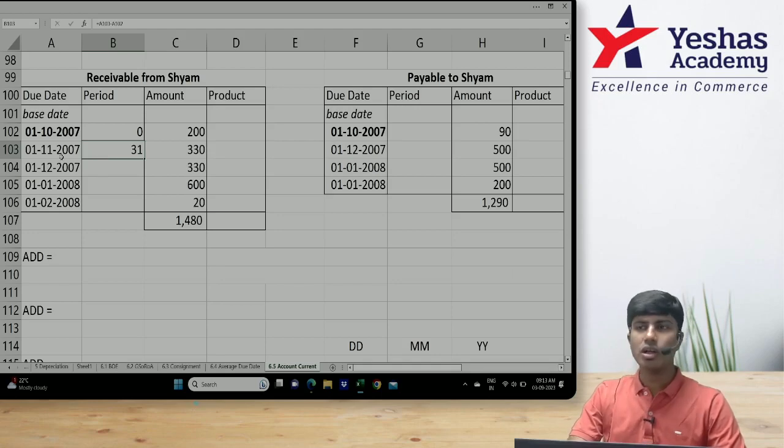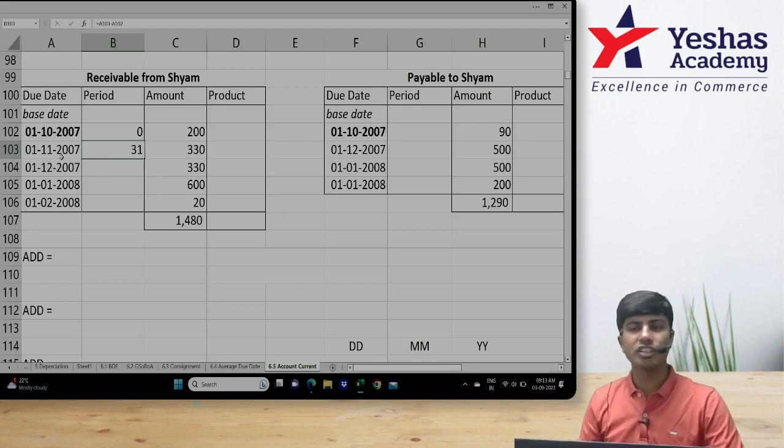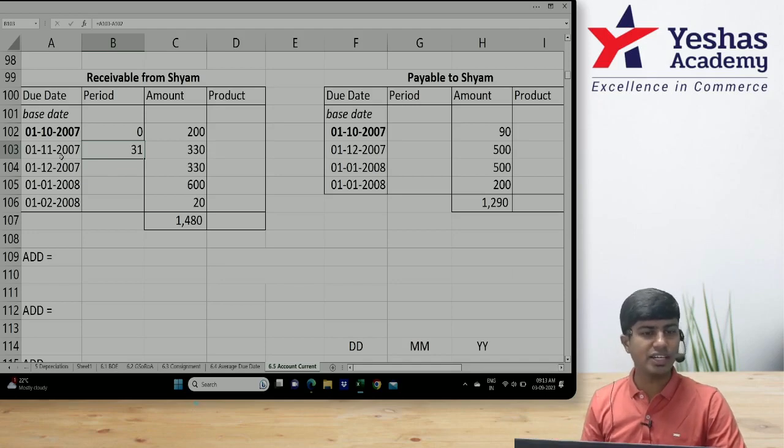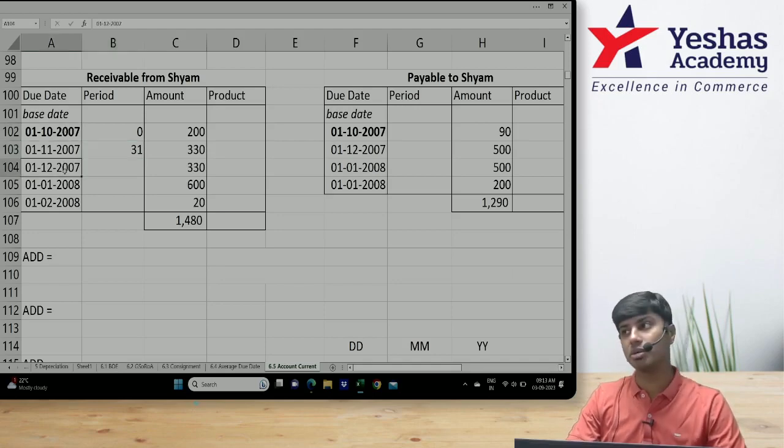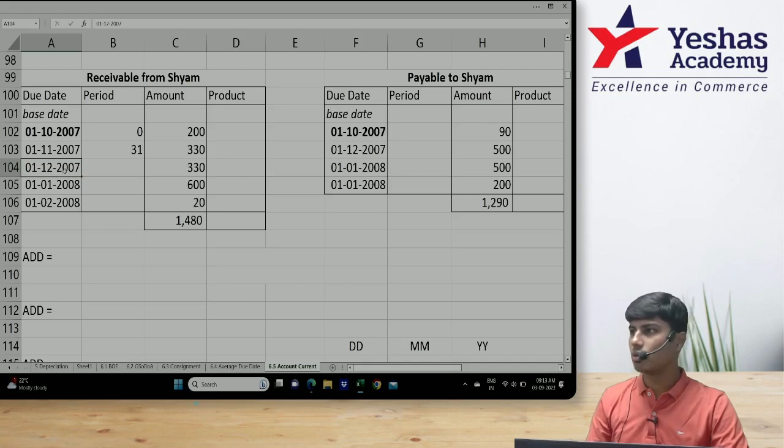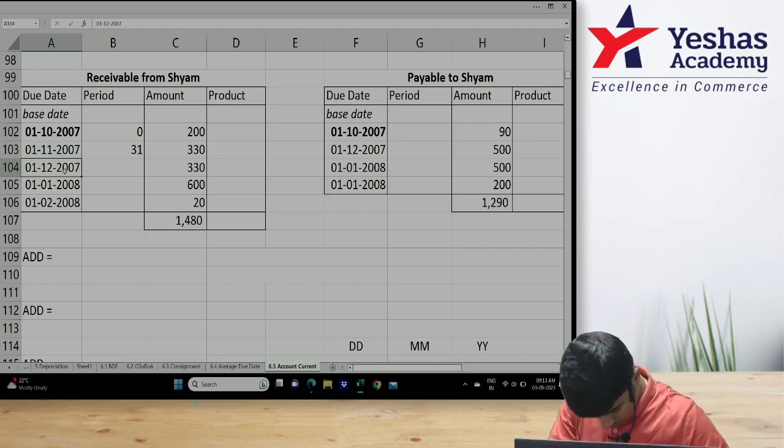31 days. How? October has 31 days. 1st of October we don't count. 30 days in October, 1 day in November. 30 plus 1. Now, 1st of October to 1st of December. 30 days in October, 30 days in November, 1 day in December. What do we get?